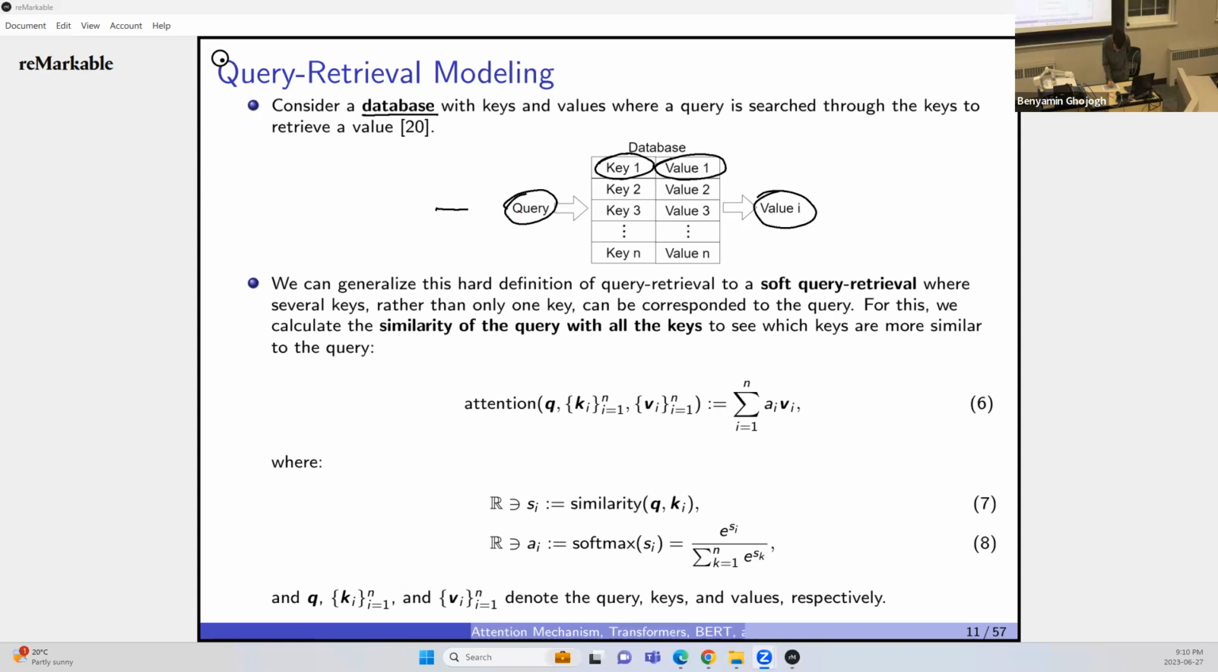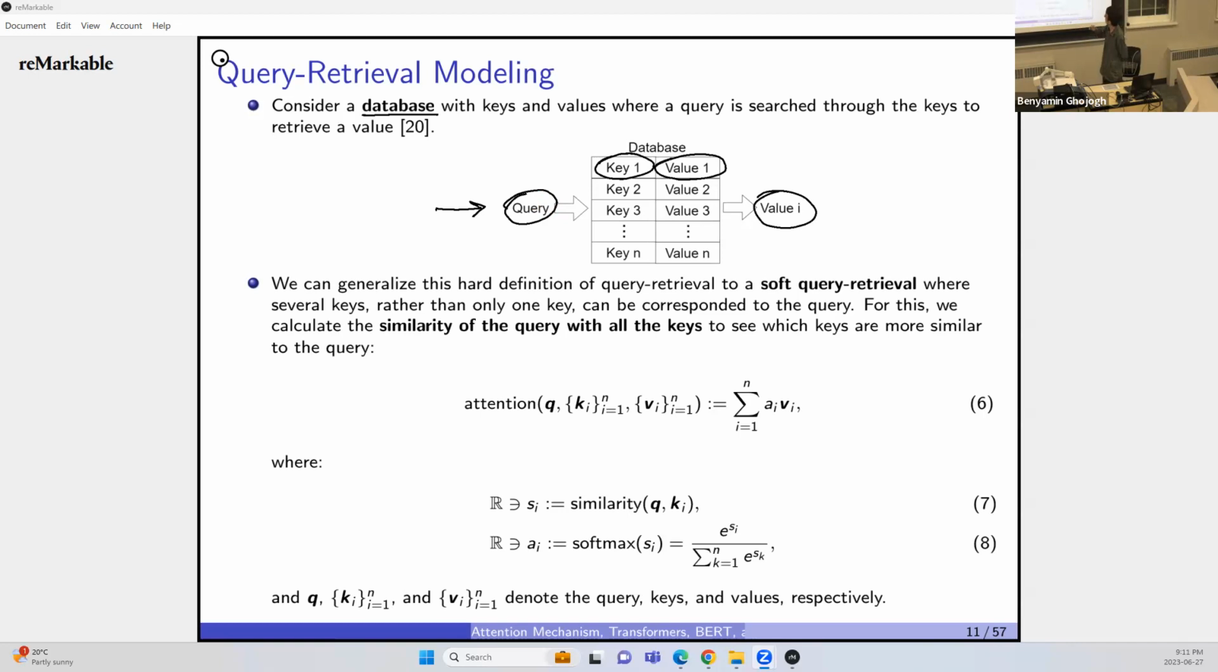This is a hard definition of database. We can have a soft definition of database. What does it mean? In the hard definition, we match with one of the keys and output one of the values. In the soft definition, rather than outputting only one of the values, we see how similar the query is to each of the keys.